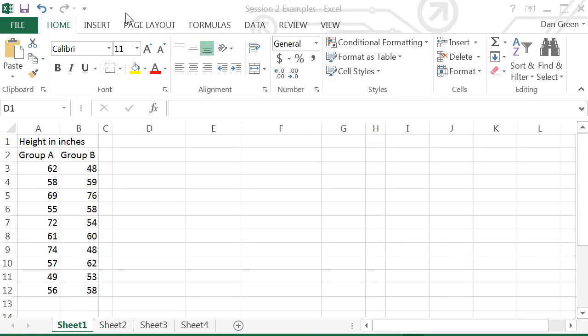Hi, this is Dr. Green, and I wanted to show you how to use Excel to get the measures of central tendency for your session 2 assignment. So I've got an example here where I've got two groups, and the data represent height in inches, so maybe I'm comparing males versus females.